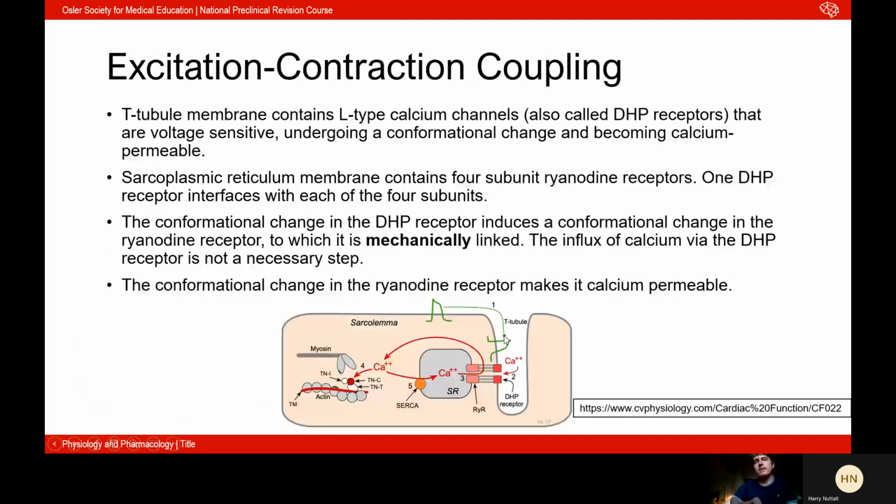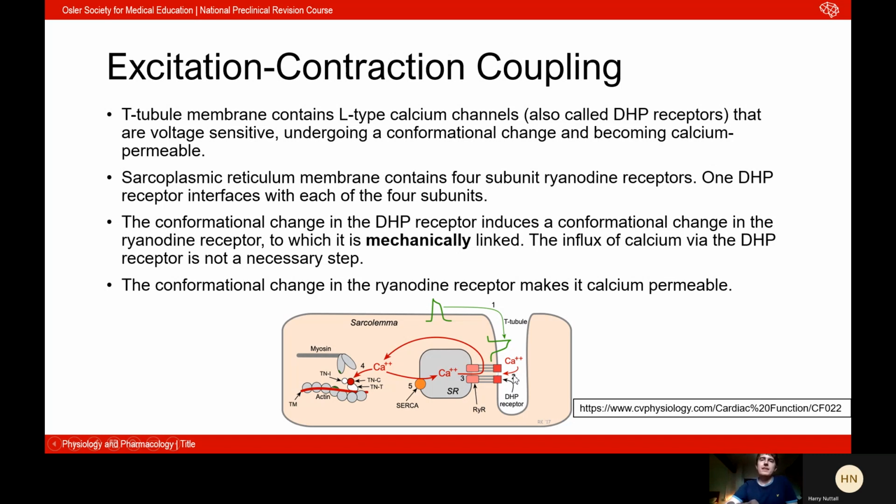And they undergo a conformational change, and that makes them calcium permeable. But in skeletal muscle, an important point is they are mechanically connected to this ryanodine receptor. And the ryanodine receptor is the key calcium releasing receptor. The conformational change in the dihydroxypyridine receptor induces a conformational change in the ryanodine receptor, and this is the key step for the calcium release that's going to ultimately cause muscle contraction.